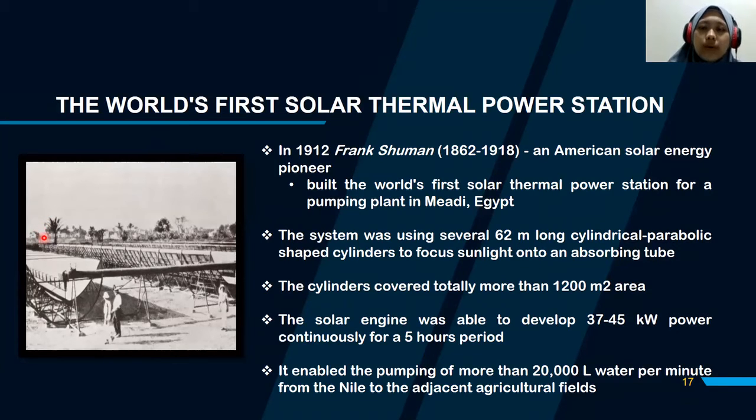The world's first solar thermal power station, built in 1912 by Frank Shuman, 1862 to 1918, an American solar energy pioneer. It was the world's first solar thermal power station, for a pumping plant in Maadi, Egypt. The system used several 62-meter-long parabolic-shaped cylinders to focus sunlight onto an absorbing tube. The cylinders covered in total more than 1,200 square meters. The solar engine was able to develop 37 to 45 kilowatts of power continuously for a 5-hour period. It enabled the pumping of more than 20,000 liters of water per minute from the Nile to the adjacent agricultural fields.